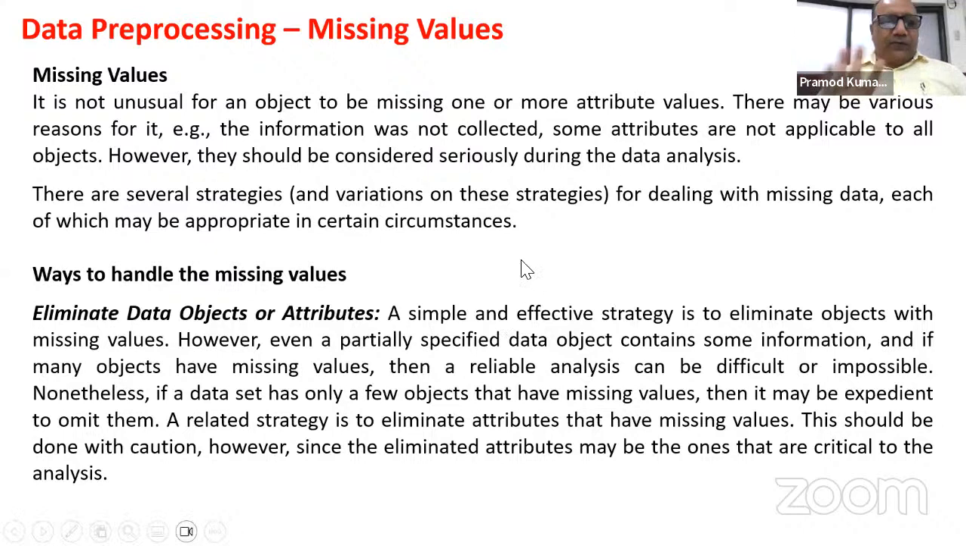So only 2 slides are there, and I will talk about missing values in these 2 slides. It is not unusual for an object to be missing one or more attribute values. As I told you, the data is never pure, so it will have some problems. In many cases, it may happen that it has some missing values in the attributes. There may be various reasons for it. For example, the information was not collected, or some attributes are not applicable to all the objects.